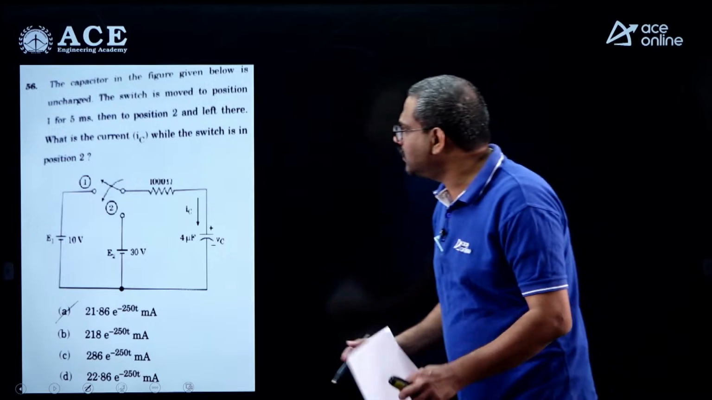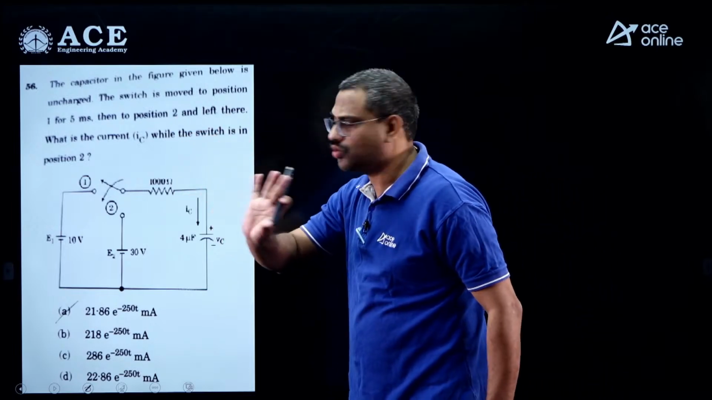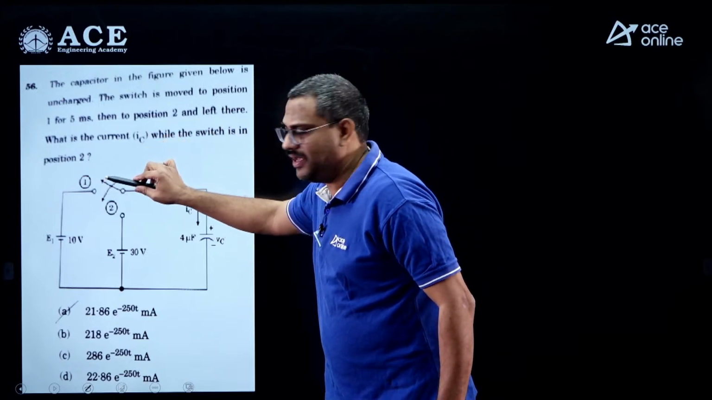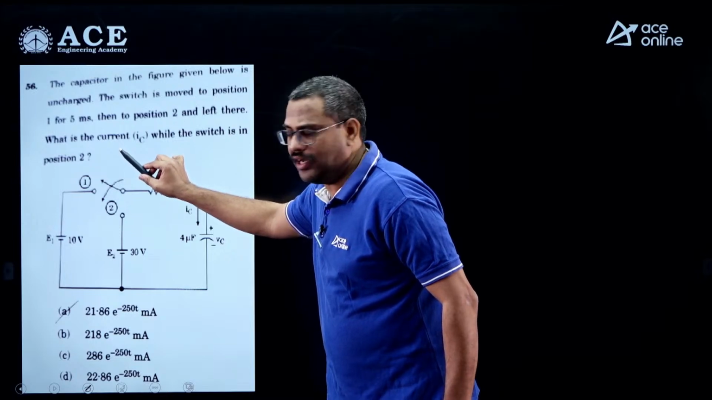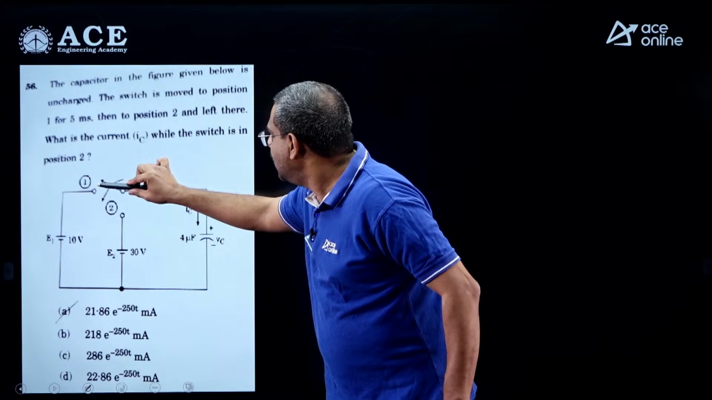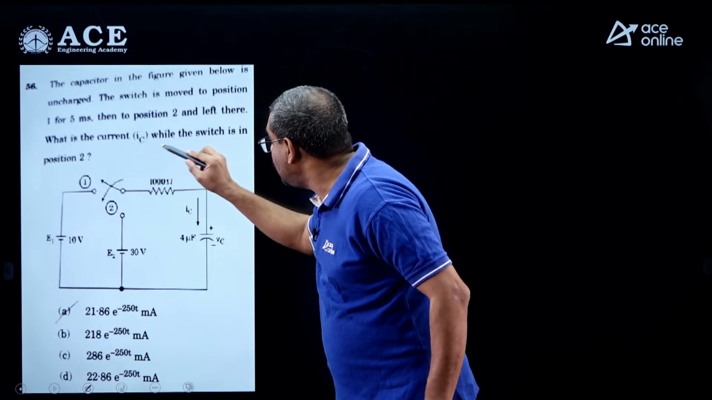Now this is a very interesting question. The capacitor in the figure given below is initially uncharged, so no initial condition. The switch is moved from 1 for 5 milli. That means initially it was completely open. It came to position 1, but it stayed there for 5 milli, and then it came to position 2 after that 5th millisecond. Then the expression for current is asked.